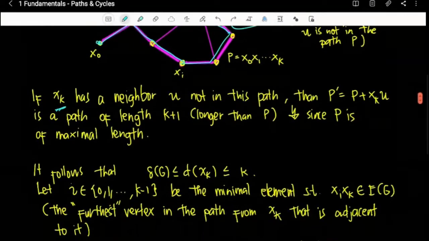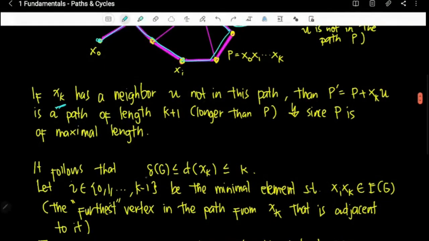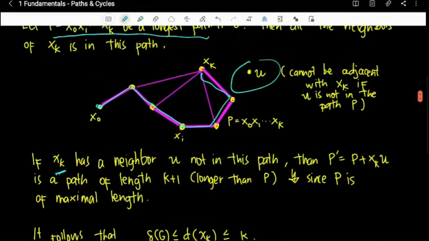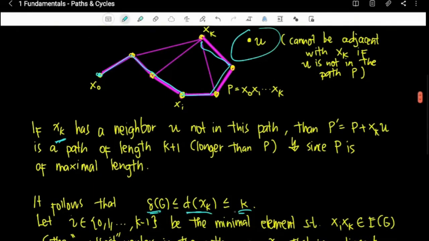Okay. So, it follows that yung minimum degree ng G is less than or equal to the degree of xk. Yan. And the degree of xk is less than or equal to the length of the path. Bakit less than or equal sa length ng path? Because there may be cases na hindi lahat ng nasa path ay neighbor ni xk. Pero kung lahat ng nasa path ay neighbor ni xk, then we have equality. Kung lahat yon neighbor ni xk, di ba?